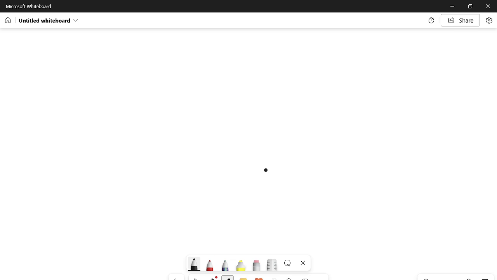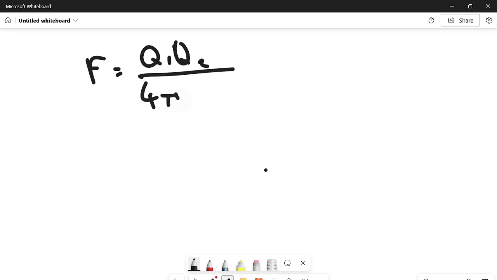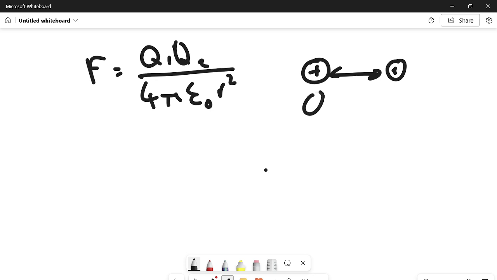The second part you need to know about are electrostatic forces. The formula is Q1 Q2 all over 4 pi epsilon naught r squared. So Q1 and Q2 are the two charge carriers. And the first thing you should know is that like forces will always repel, and unlike forces will always attract each other. So that's the first rule.